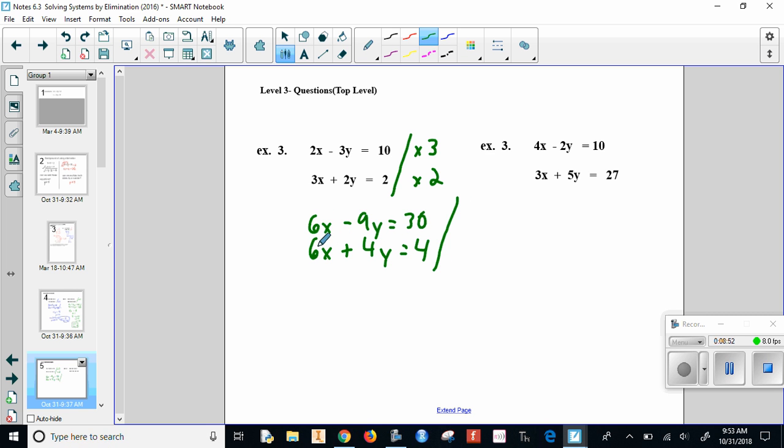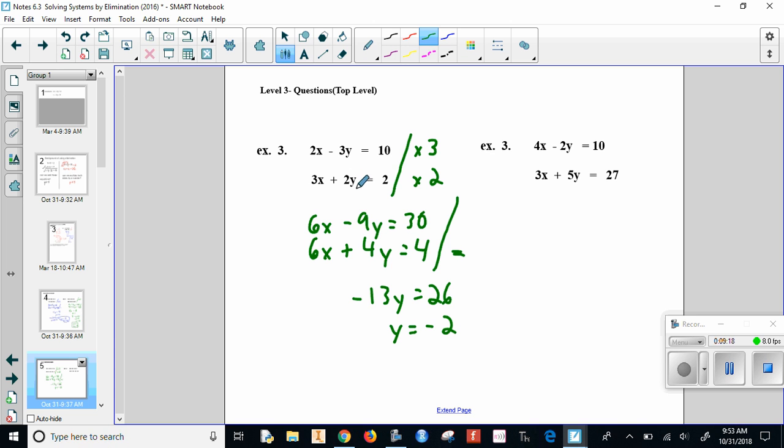Now, since we have 6 and 6, we have to decide, do we add or subtract? Well, if I add, I'd get 12x. So let's subtract. So that 6x minus 6x cancels out. Negative 9 minus 4, that's negative 13y. 30 minus 4, that is 26. I divide both sides by negative 13, and my y is equal to negative 2.